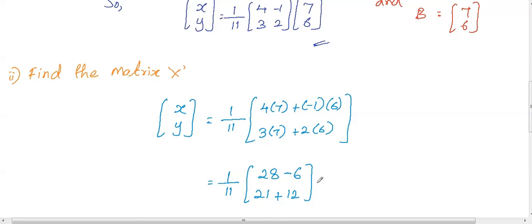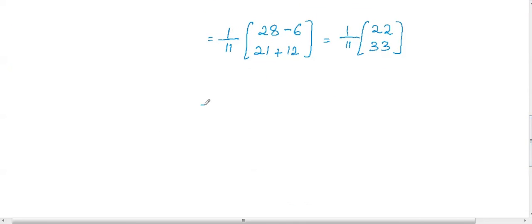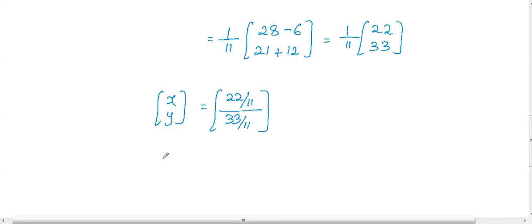So we'll get 1 by 11 into 28 minus 6, which is 22, and 21 plus 12, which is 33. We have 1 by 11 outside the matrix, so we need to divide 22 and 33 by 11. So we'll get the matrix (x, y) equals 22 divided by 11 is 2, and 3.